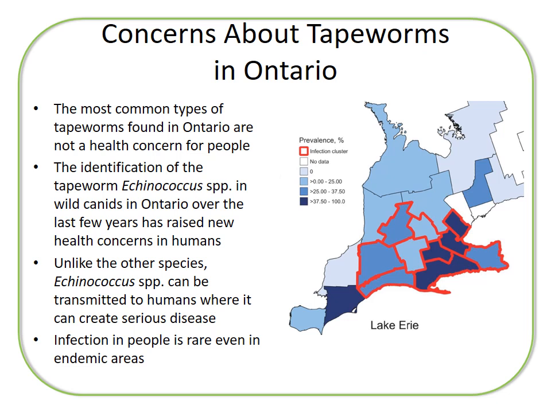The reason I wanted to take a moment to mention Interceptor Plus is because of the new concerns about tapeworms that have been arising in Ontario. Please be aware that the most common types of tapeworms found in Ontario are not of a health concern for people. The identification of the tapeworm Echinococcus species in wild canids in Ontario over the last few years has raised some new health concerns for people. Unlike the other species, Echinococcus can be transmitted to humans where it can create serious disease. Infection in people is rare, even in endemic areas.